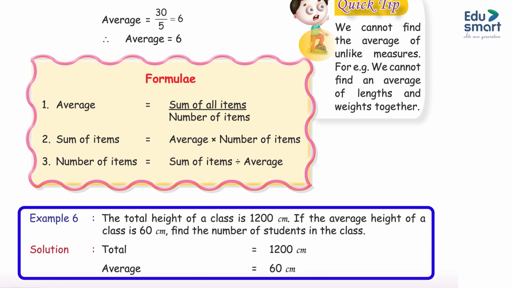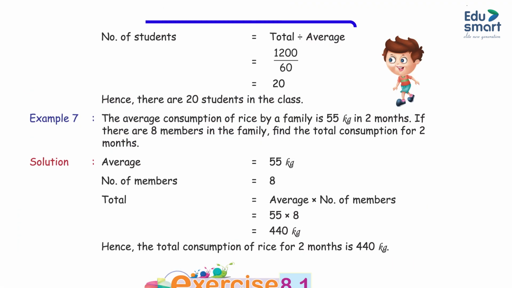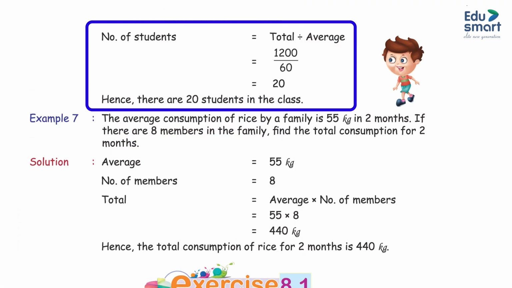Example 6. The total height of a class is 1200 cm. If the average height of a class is 60 cm, find the number of students in the class. Solution. Total 1200 cm, average 60 cm, number of students? Total divided by average. 1200 divided by 60 is equal to 20. Hence, there are 20 students in the class.